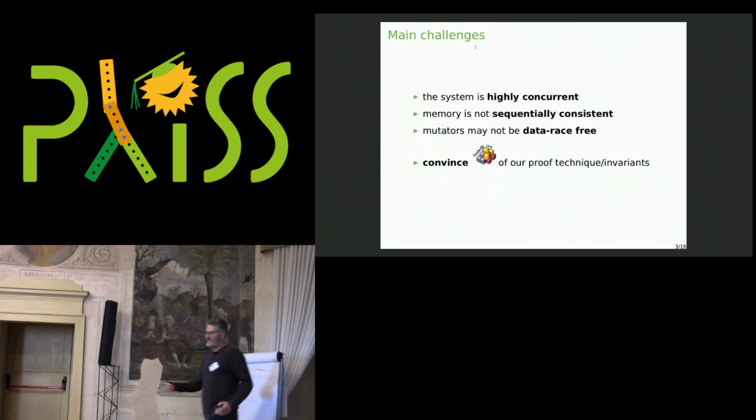So what are the challenges? It's highly concurrent. Memory is not sequentially consistent. I'll briefly state that in a moment. The mutators themselves may not be race-free.